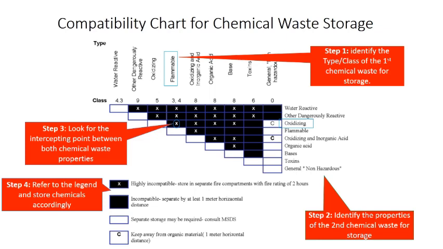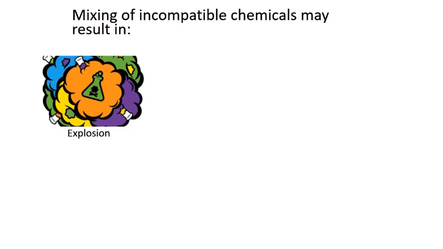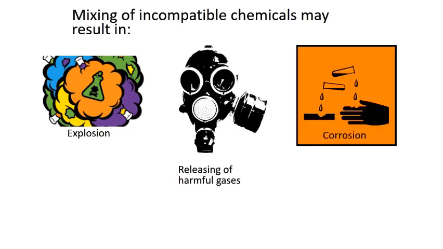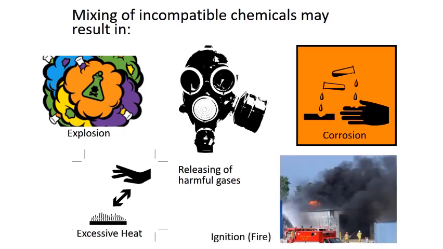For this example, flammable waste cannot be stored with oxidizing waste and has to be stored in separate compartments with fire rating of 2 hours. Remember, mixing of incompatible chemicals may result in explosion, releasing of harmful gases, corrosion of waste container, thus leakage of waste, releasing of excessive heat from exothermic reaction, ignition or fire.